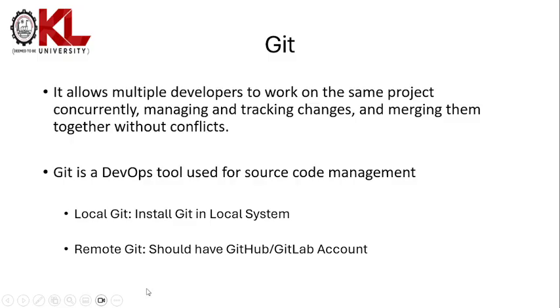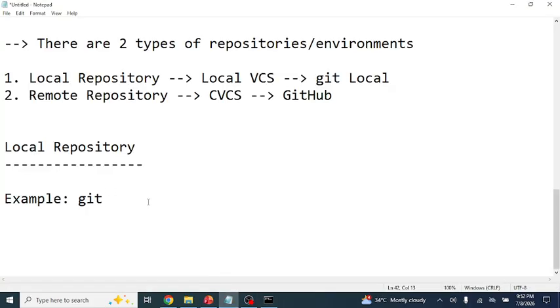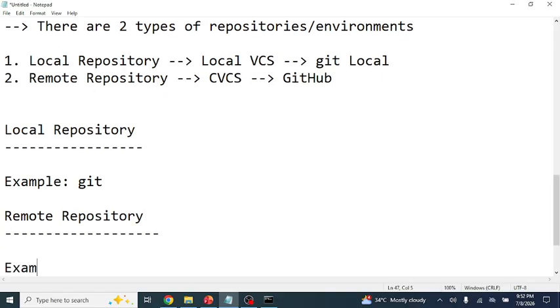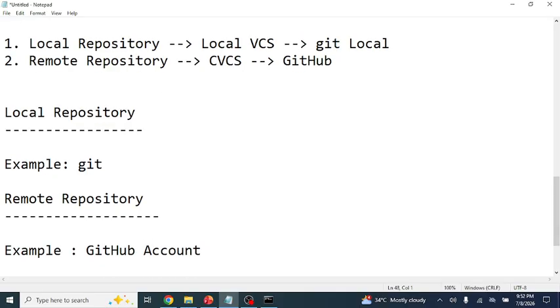So there are two environments: local Git environment, remote Git environment. Local Git environment is the installation of the software. Remote Git environment is a GitHub account. Now the remote repository. A remote repository example is a GitHub account.